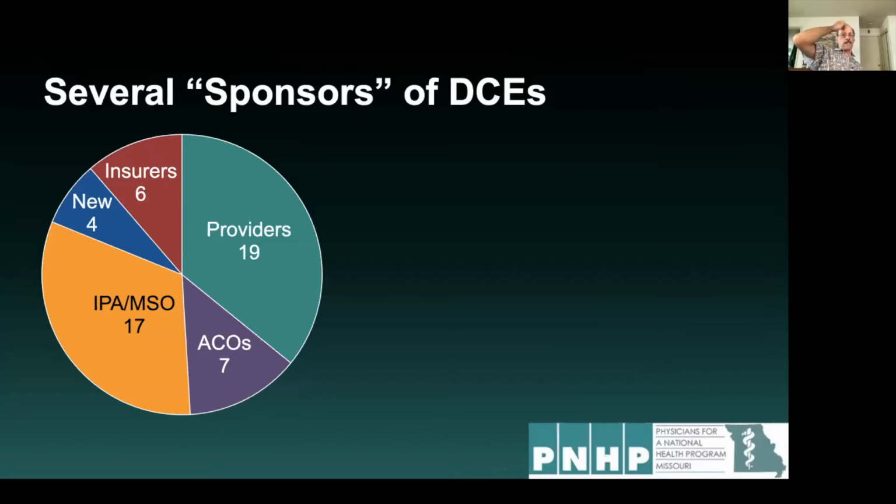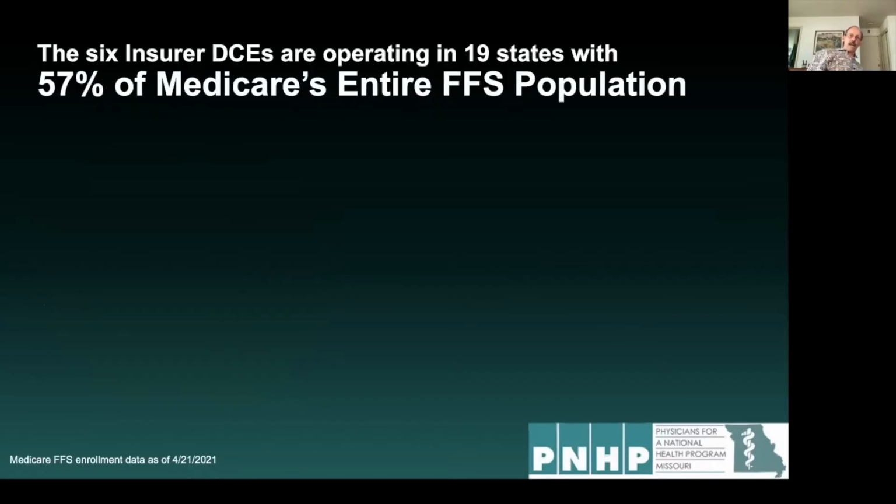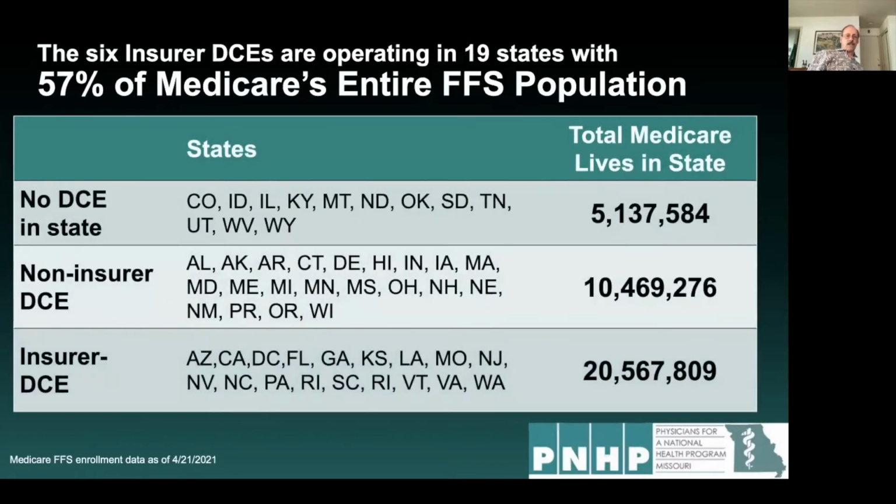So the sponsors of DCEs are providers, ACOs, independent practice associations, insurers, and some new entities. But of these, only 6 are insurers, but those have the lion's share of the population. So there are states with no DCE in the state, states with non-insurer DCEs, and states with insurance company DCEs, and the number of covered lives is highest in the insurer ones.